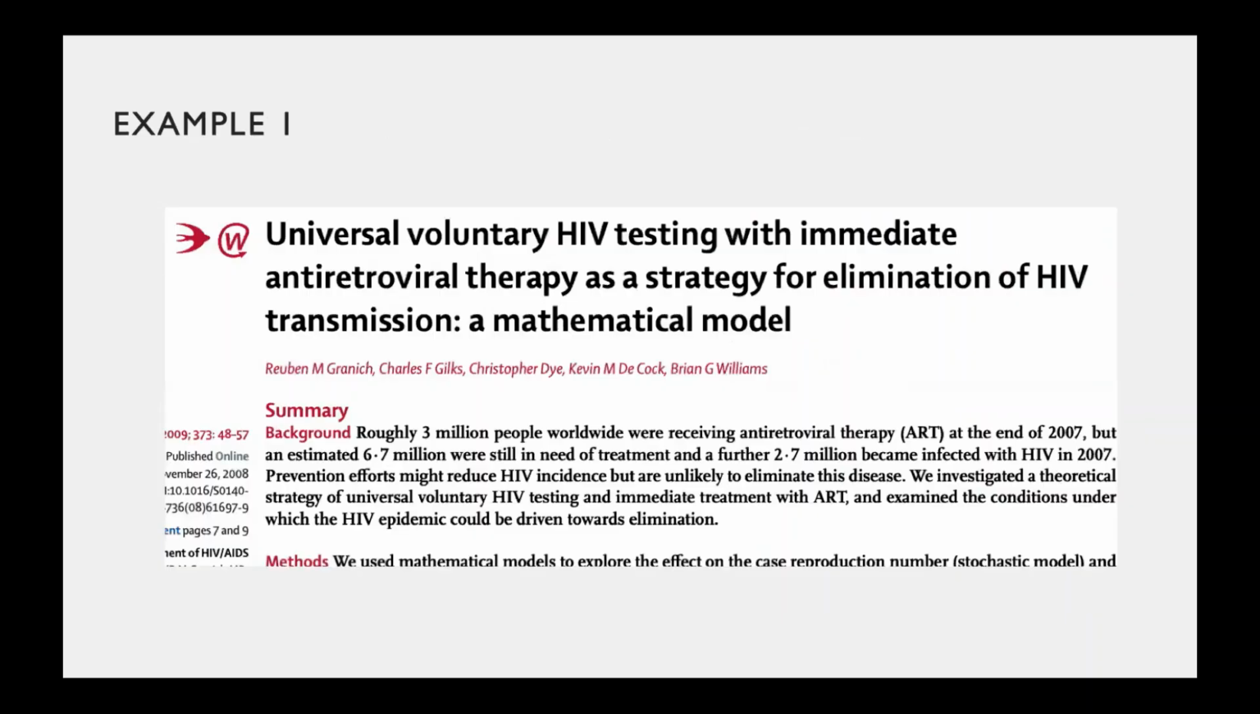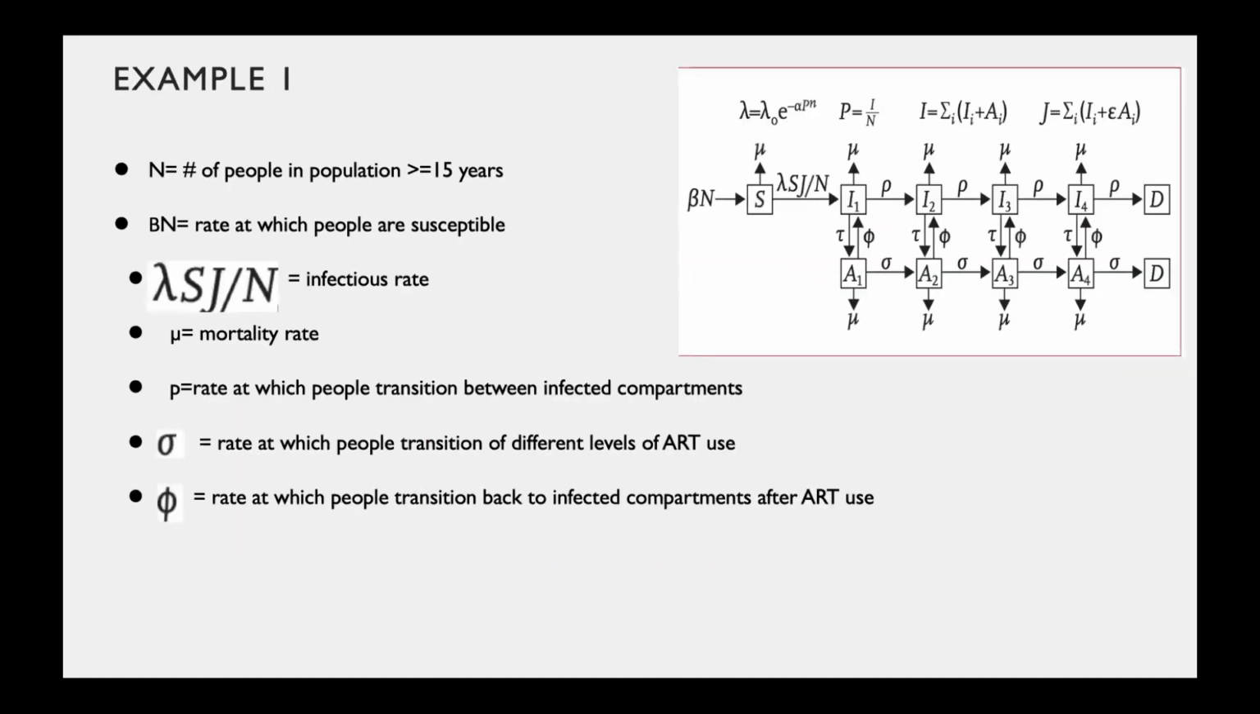So this is an article that was published in The Lancet in 2009. The point of the article was to see what universal voluntary HIV testing would do, when combined with immediate ART treatment for those who are infected. How would that strategy be used to eliminate HIV transmission in the future? And this is the model that they used for that paper.